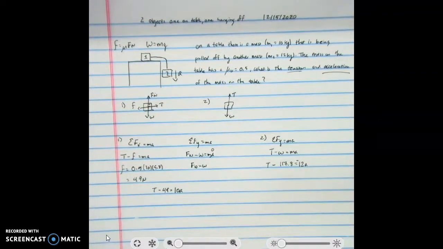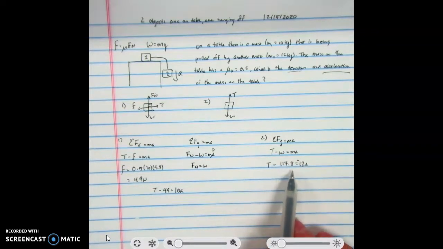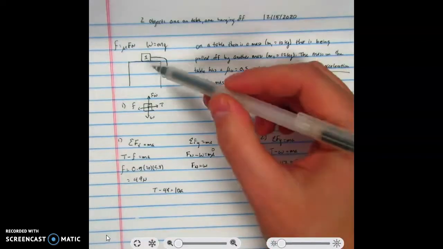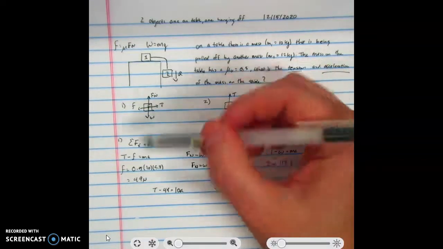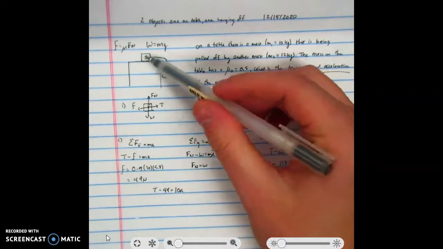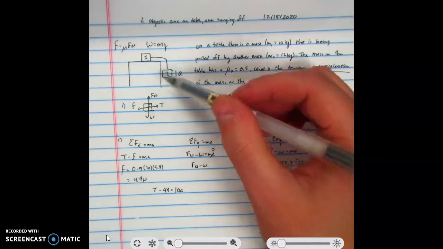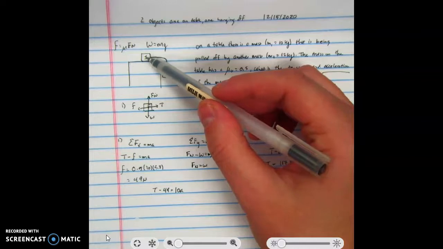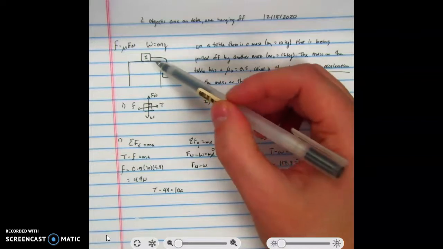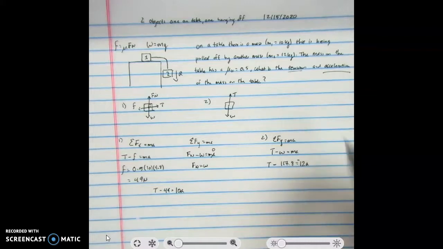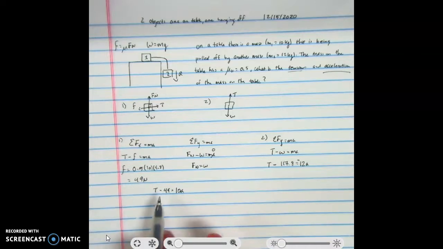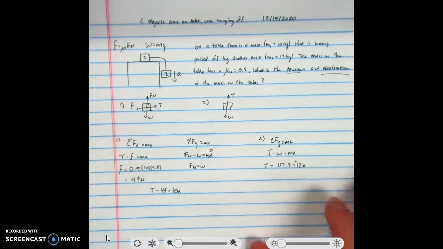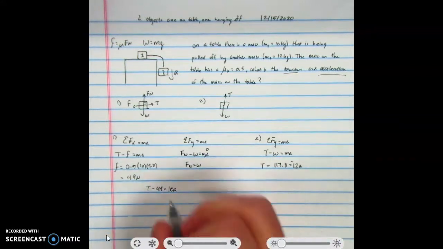All right, so I have two equations: T minus 49 equals 10A and T minus 117.8 equals negative 12A. They're connected, so the tension should be the same, and the acceleration, however fast this object accelerates down, will also be the same acceleration that this object slides across the table towards the right. So, two equations, two unknowns. Just set them equal to each other. Let's get the tensions by themselves first. Actually, let's solve for the acceleration. I know it's the second thing listed, but we'll go a little cheeky and sneak on that.